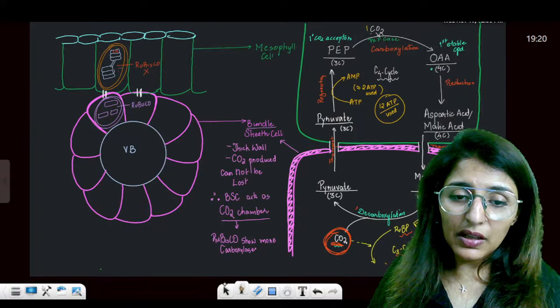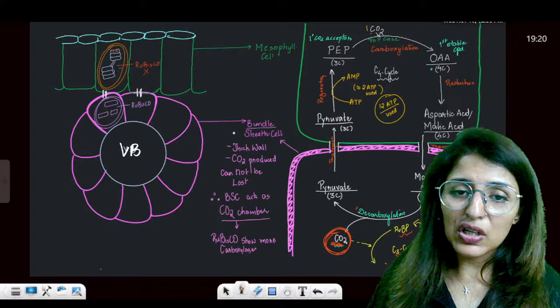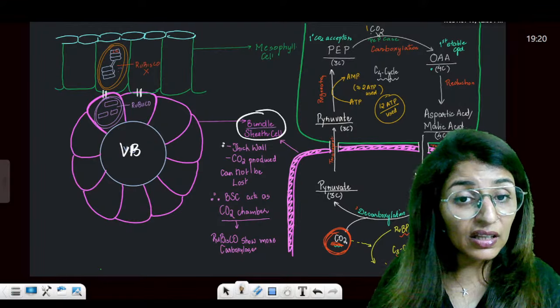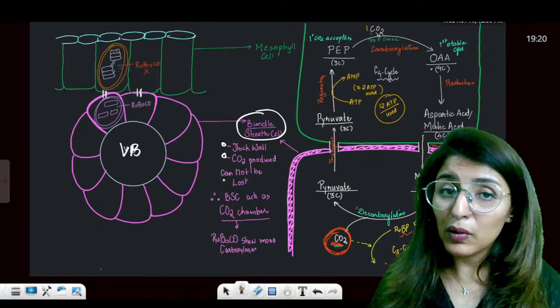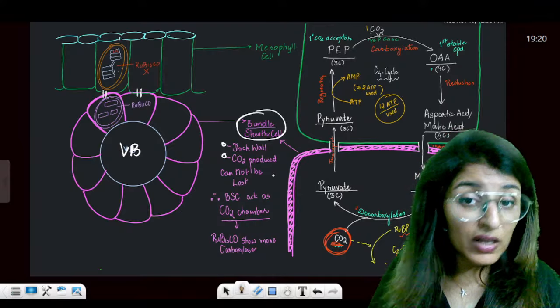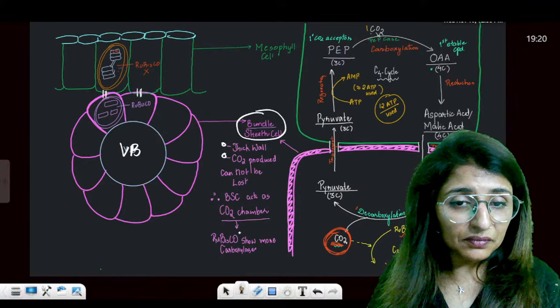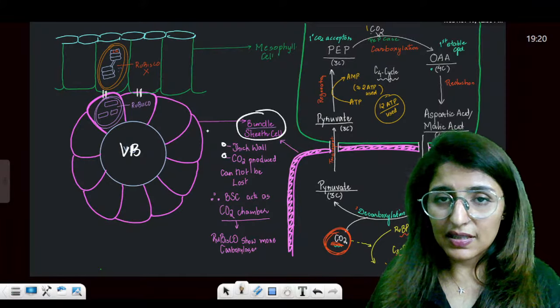What is Kranz anatomy? Around the vascular bundle, there are special bundle sheath cells present. Now these bundle sheath cells, you must understand the nature. They are thick-walled cells. So once the gas is produced within a bundle sheath cell, it will not be able to escape because the wall is very thick. Is that clear? So see, these are the bundle sheath cells, right?